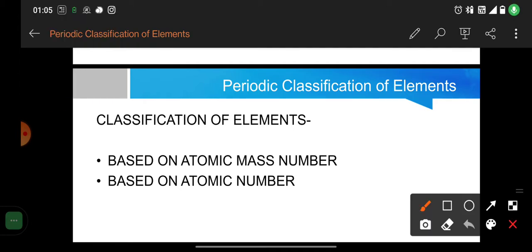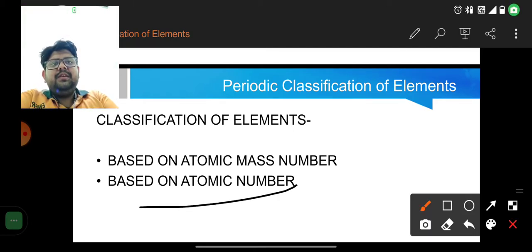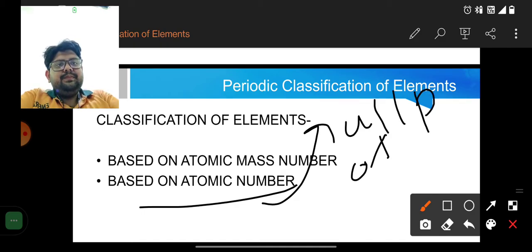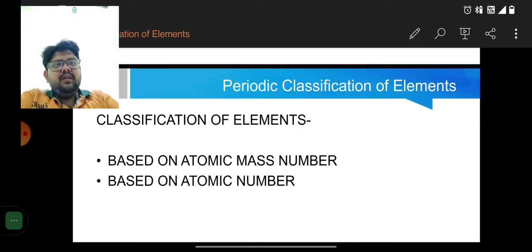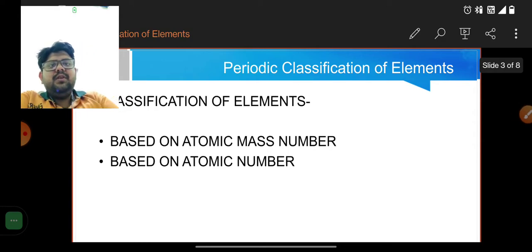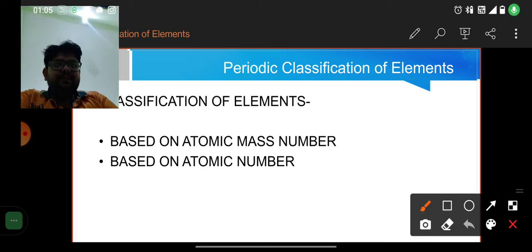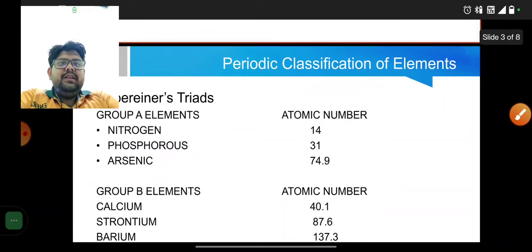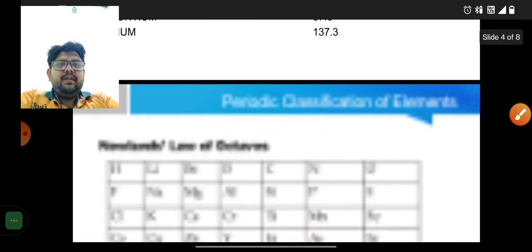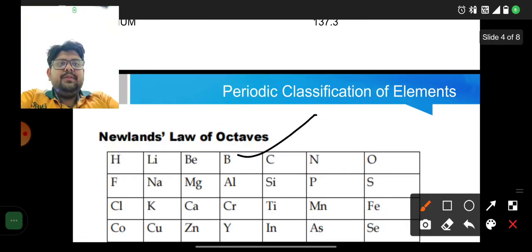And the classification of elements based on increasing atomic number is a very significant one, because it helps us to understand almost all the properties of other elements. I want to give the names of some classifications which are based on increasing atomic mass. The first one is Dobereiner's triad, the second one is Newlands' law of octaves, and the third one is Mendeleev's periodic table.